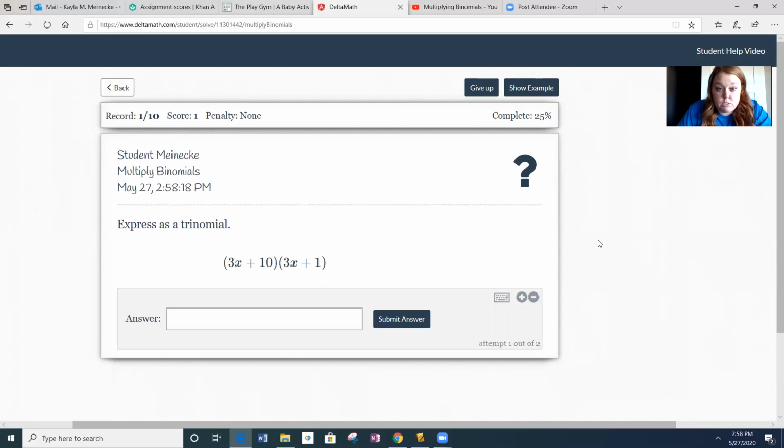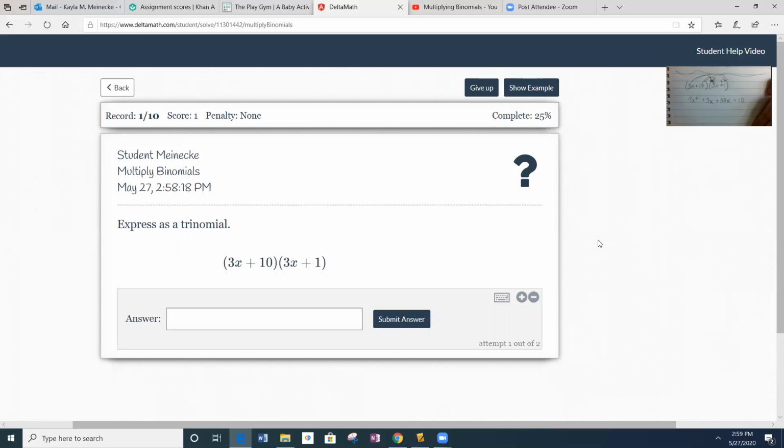So first, that would be 3x times 3x, which is 9x squared. Then I go to O, which is outside. So I'm going to take my 3x and times it by my 1, which is 3x. My inside terms, 10 times 3x, which is 30x. And then I go to my last terms, which would be the 10 and the 1. 10 times 1 is 10. So here's what I have on my little scratch piece of paper.